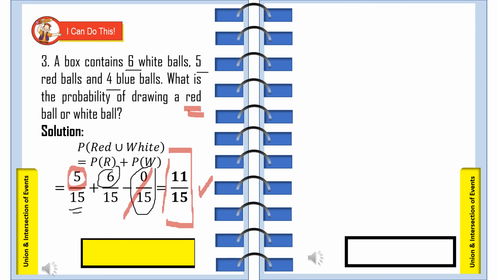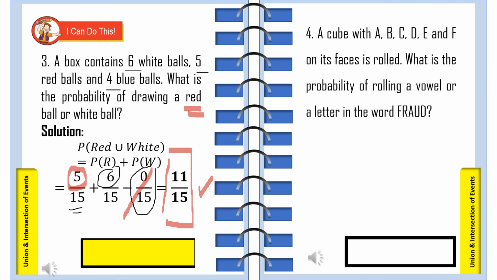Okay? Next, last question tayo. Question number 4. A cube with A, B, C, D, E, and F on its faces is rolled. Ito na. So, yung die, yung cube din ng other term na ginagamit sa kanya. So, yung cube, 6-sided faces, 6-sided figure siya. So, we have 6 faces. Tapos, ito, ang ginawa niya, hindi numbers. Kanina kasi 1 to 6. Ito naman, letters A, B, C, D, E, F, yung kanyang nilagay sa bawat faces ng cube.